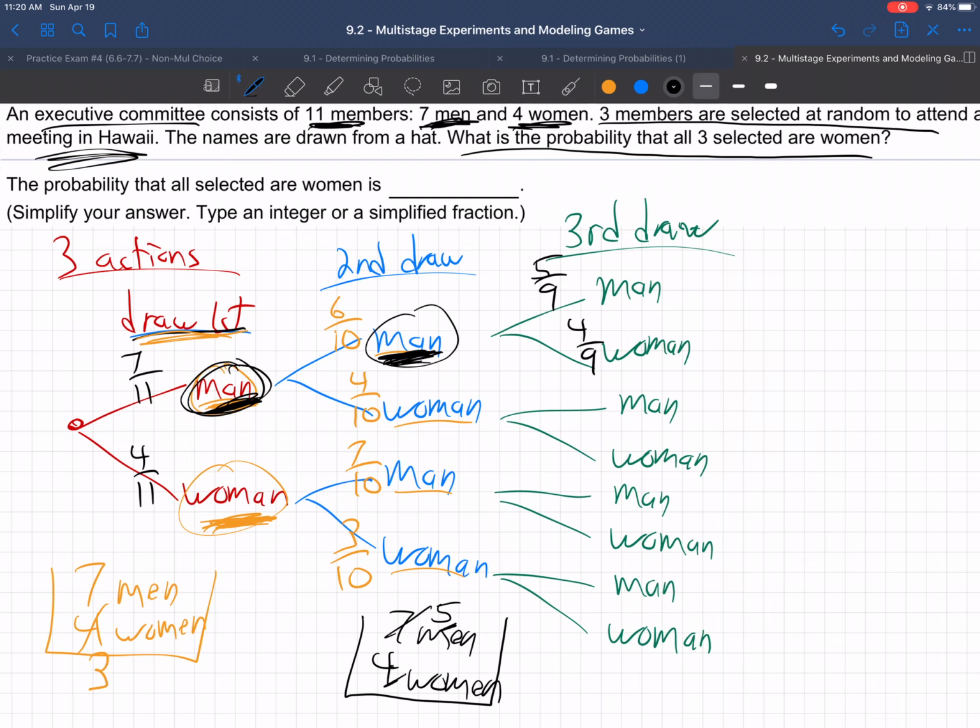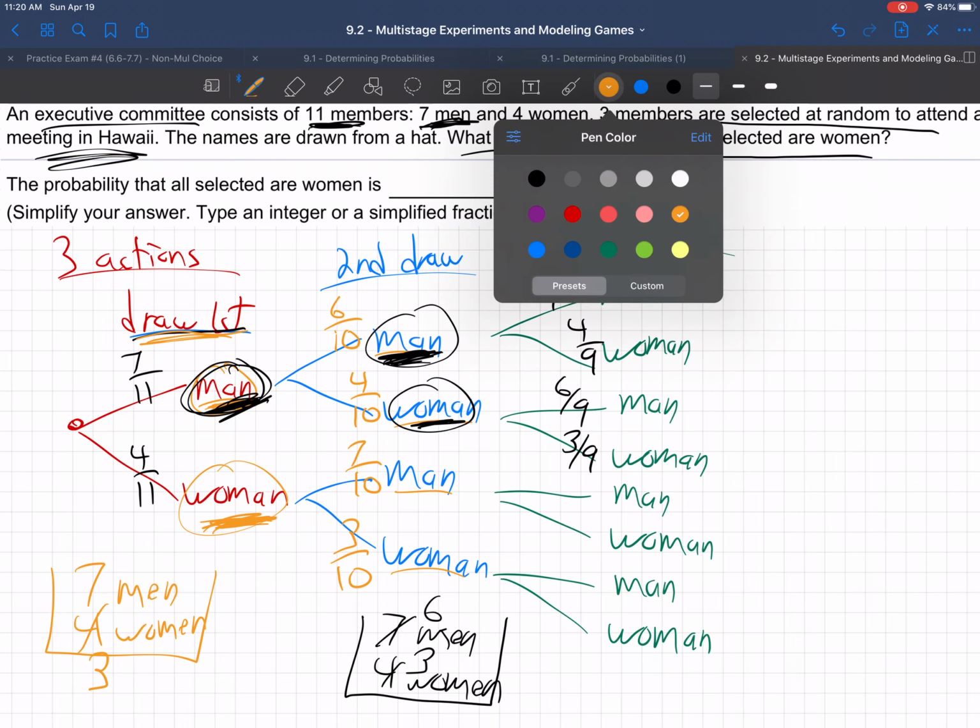If instead you got a man on the first draw and a woman on the second draw, what would that leave in the hat? Well, again, originally there were 7 men and 4 women. If we got a man and a woman, that would leave 6 and 3. So this would be 6 out of 9 for man, 3 out of 9 for getting a woman on the third draw after having got a man first draw and a woman second draw. Now let's come down here.